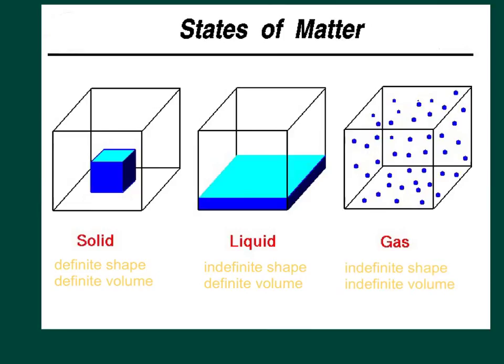Gases, on the other hand, have an indefinite shape and an indefinite volume. That means that they don't keep any shape, and they also will expand to fill whatever container you put them in. A plasma, which is not shown here, is basically the same as a gas, but it's superheated and the particles of a gas are ionized or electrically charged.